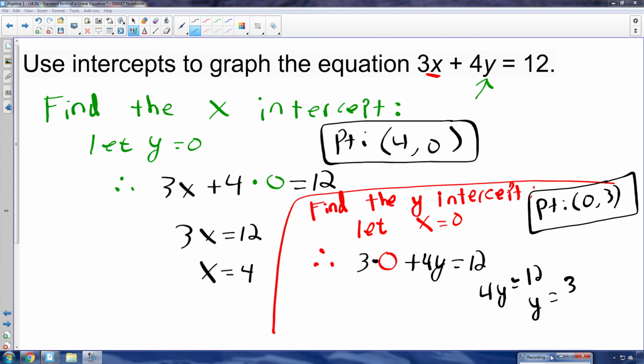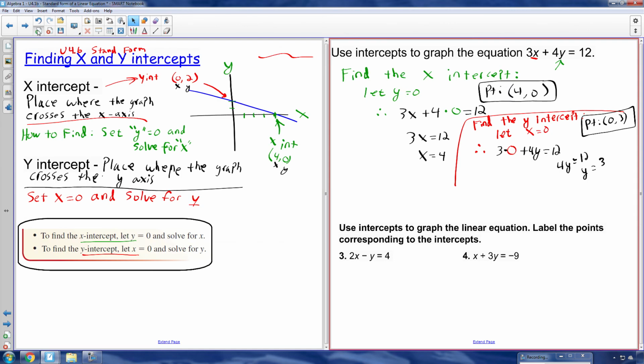We are pretty much done at that point. All we need to do is plot 2 points and draw a line through them. It's that simple. Just plot 2 points and draw a line through them. So I'm going to shrink this down a little bit and try to show you how to do that. Okay?